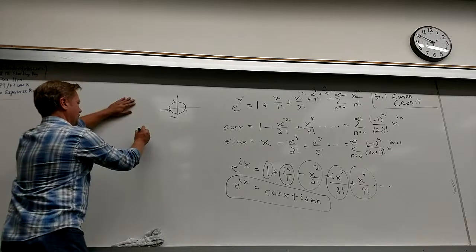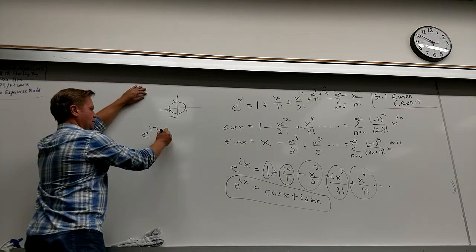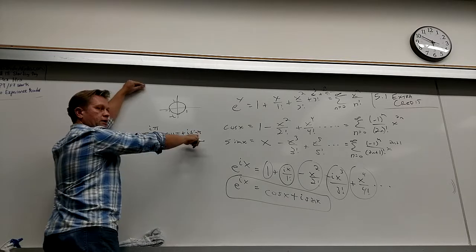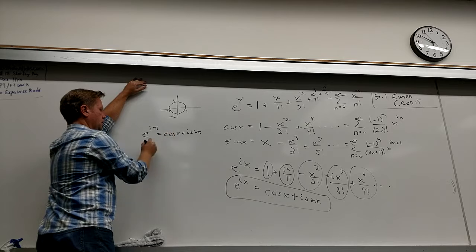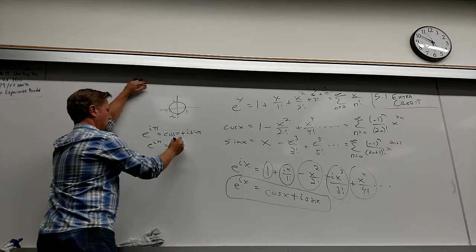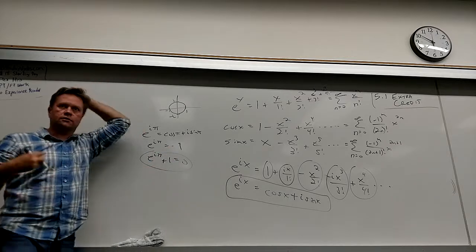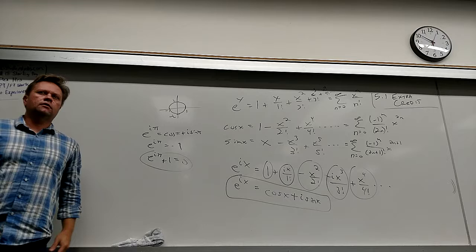Therefore, e to the i pi is cosine pi plus i sine pi. Well, what's sine pi? 0. What's cosine pi? -1. So e to the i pi plus 1 equals 0, which is that thing on my shirt. Oh my God, we made it! Yay!